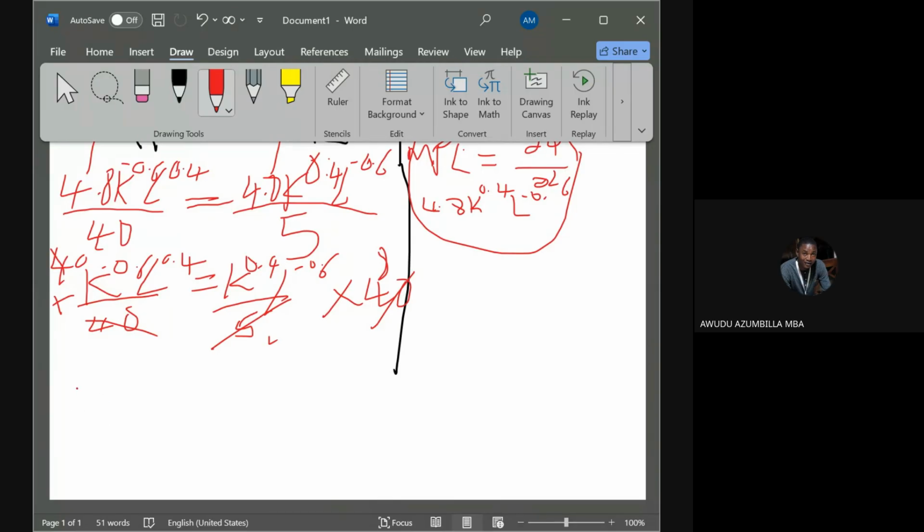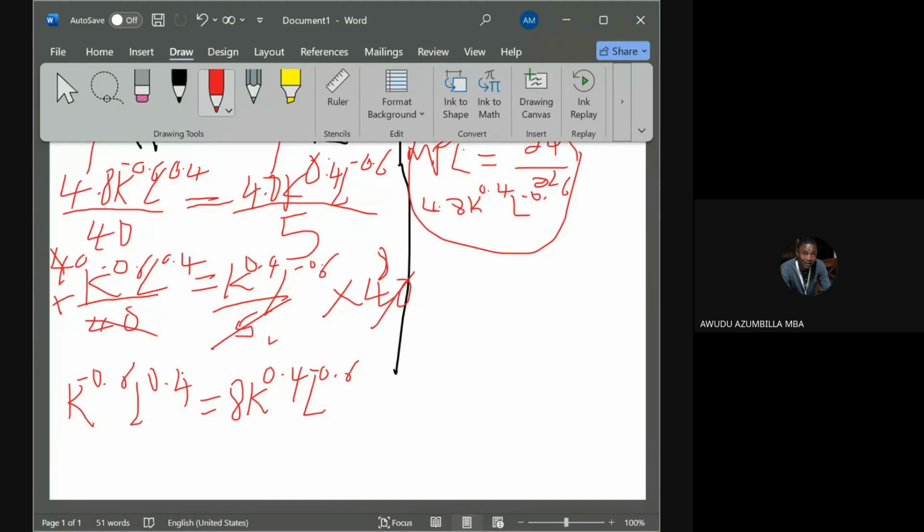Okay, so that we can get our K^-0.6 L^0.4, and this one is equal to K, 8. So when we divided 40 by 5, we are having 8. So it's going to be 8. Then our K will come with 0.4, and then our L will come with minus 0.6. Okay, so this is what we have now.